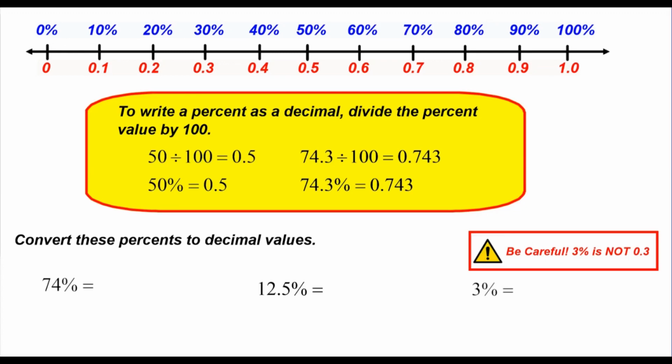Well, if I multiplied by 100 to get the decimal to a percent, I should just do the opposite of that to get the percent to a decimal. Well, I'm going to divide by 100. So to write a percent as a decimal, we're going to divide the percent value by 100.